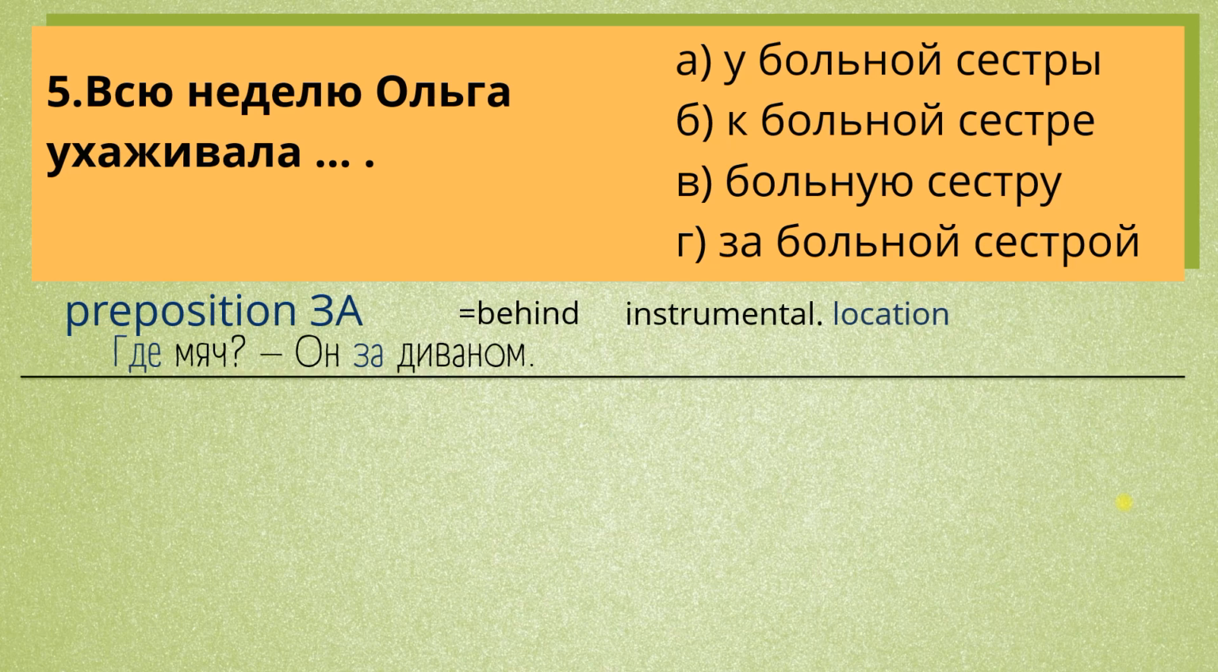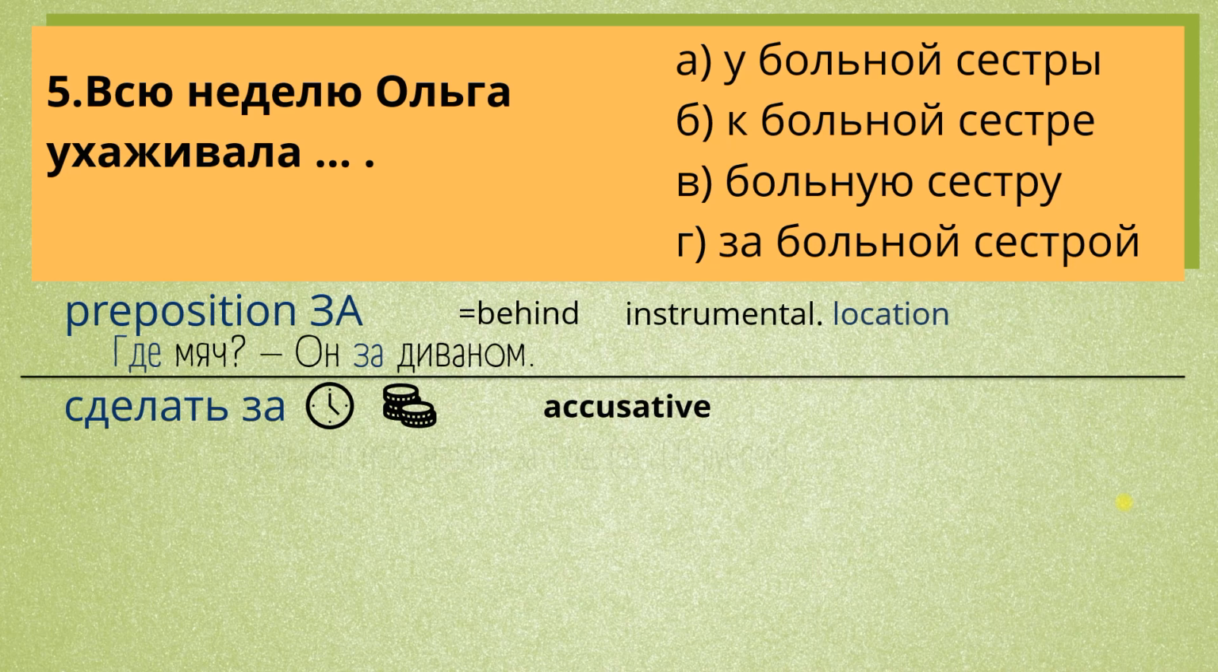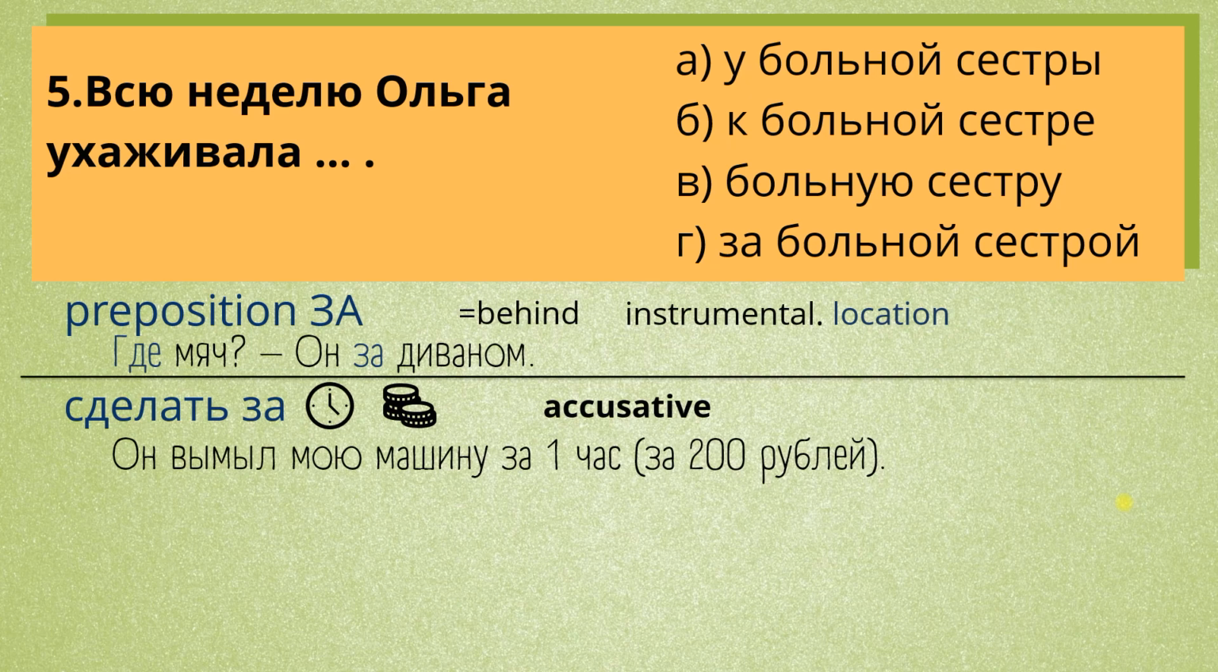As I already said, not always за it's instrumental case. Mostly it's accusative case. For example, сделать за, and then you use time or you use money. You need or you have to or you can do something in exchange of time or money. Он вымыл мою машину за 1 час. Or он вымыл мою машину за 200 рублей.